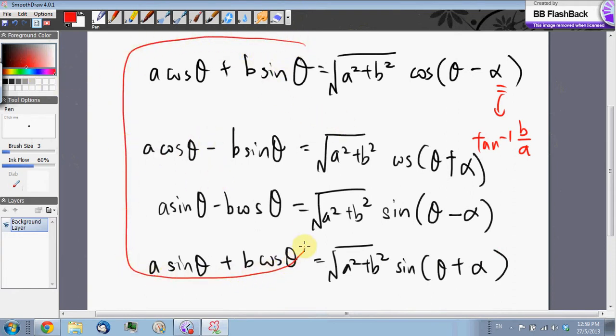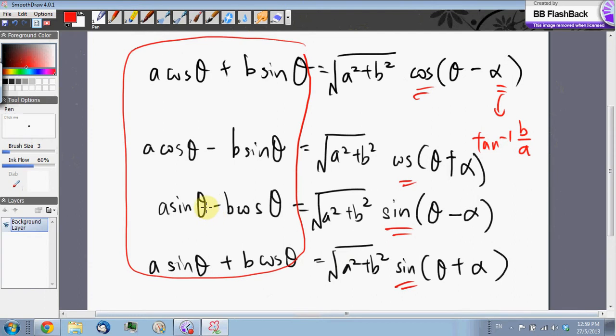So see, there are many ways to express something in this form, and to change it into the sine form or cosine form. This is really important because I'm sure lots of questions will ask you this. So go and memorize how this works.